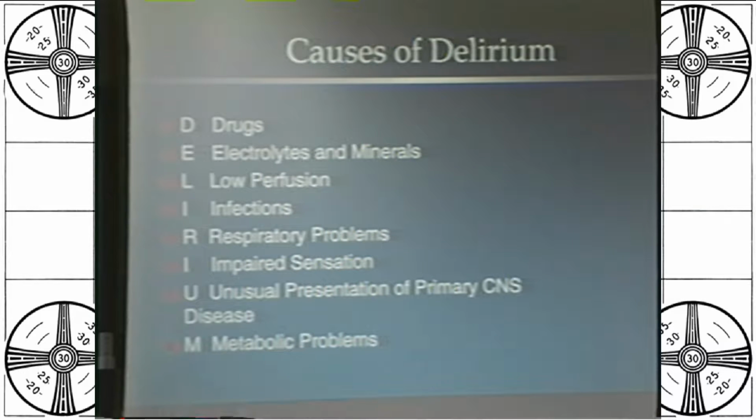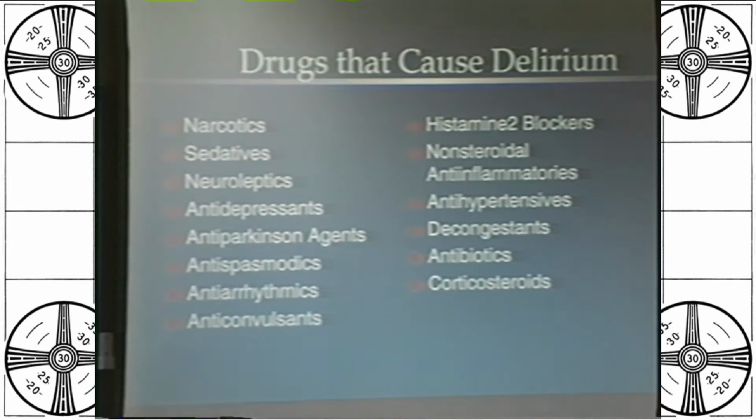Like I say, I have to apologize for it, but the second I is for unusual presentations of primary CNS disease. Delirium is not usually from something primarily going on in the brain. It's usually one or several systemic processes that cause it. Occasionally, stroke, meningitis, or brain hemorrhage can cause delirium. Usually there are other signs that would suggest this, though. And M is for metabolic problems. By that, very elevated blood sugar or low blood sugar, or abnormalities of thyroid hormone, excess of adrenal hormone. Those are the main ones that would cause delirium.